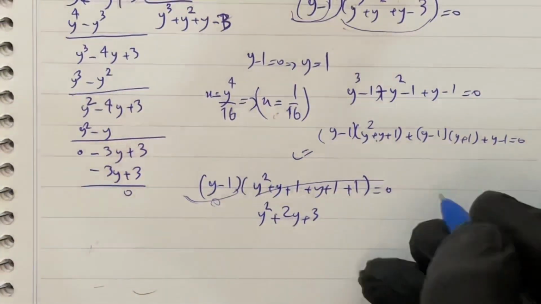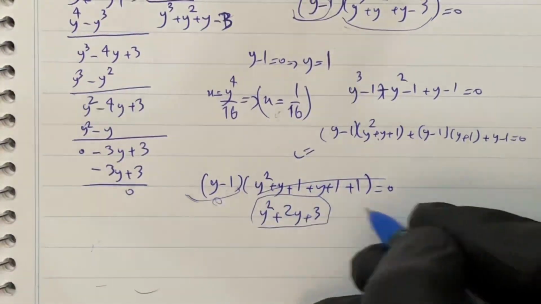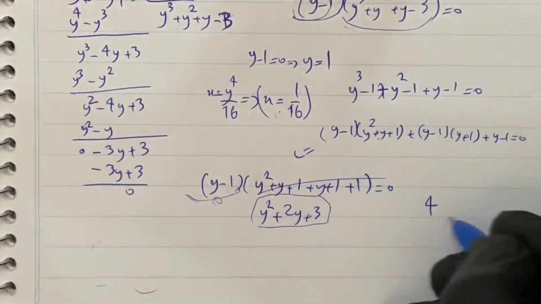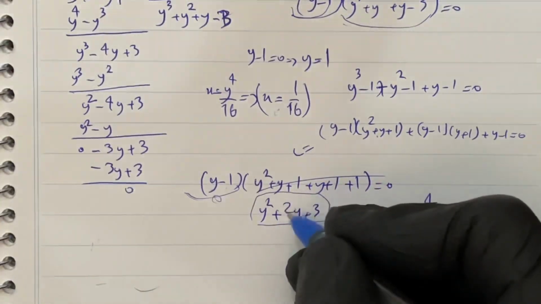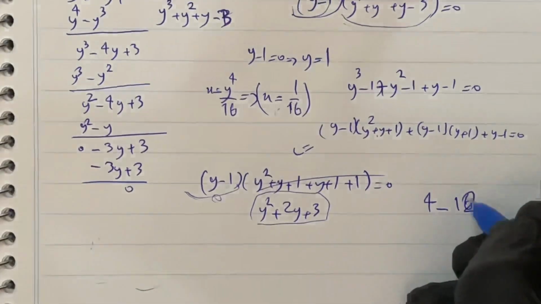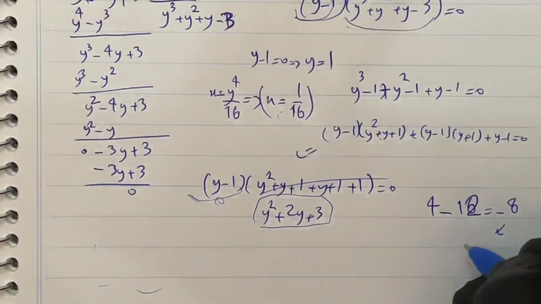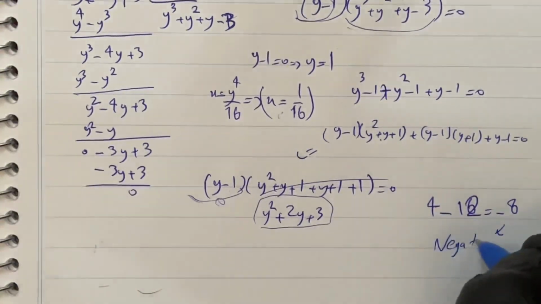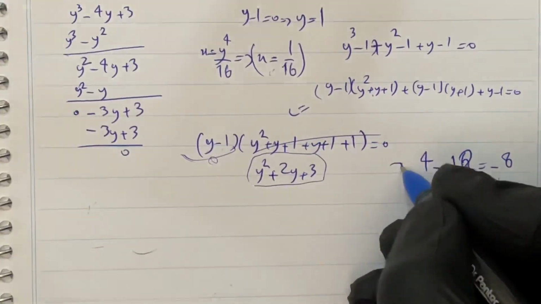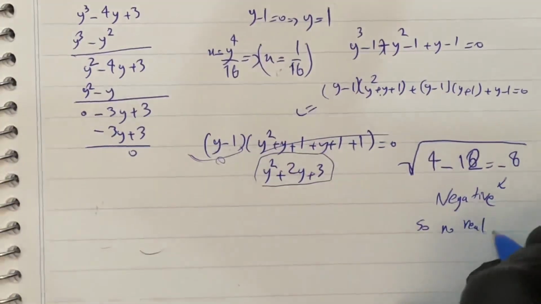But for this, if you look at its discriminant, b^2 minus 4ac, we would have 4 minus 12, which equals negative 8, and it is negative, so it has no real answer.